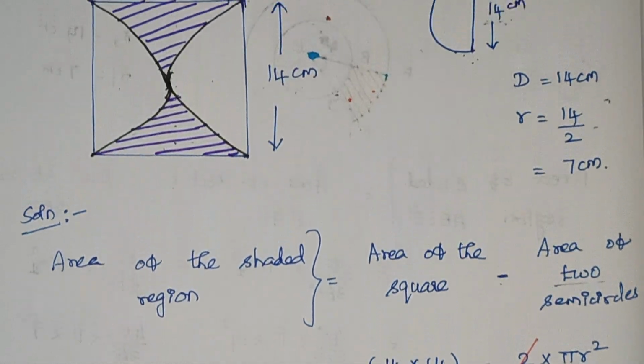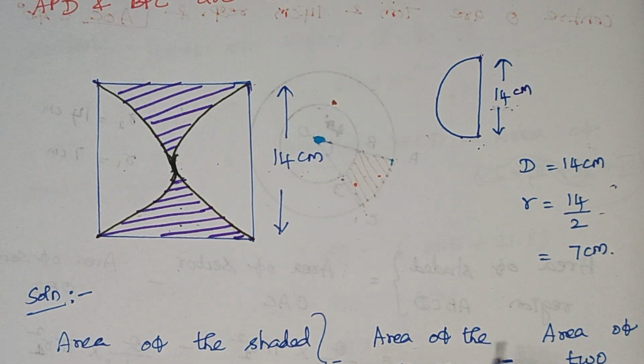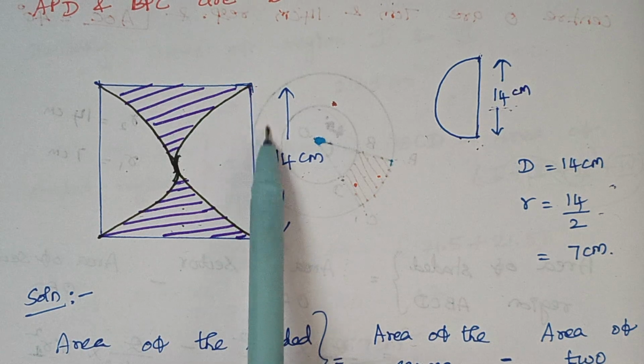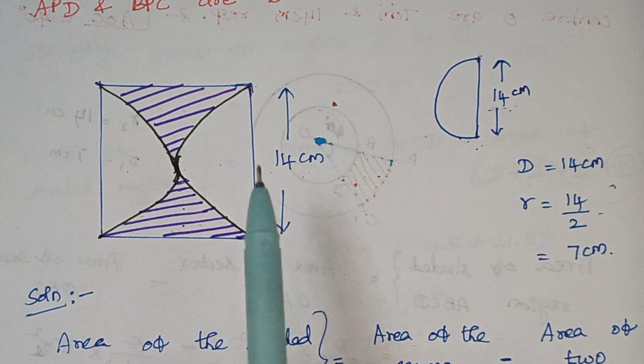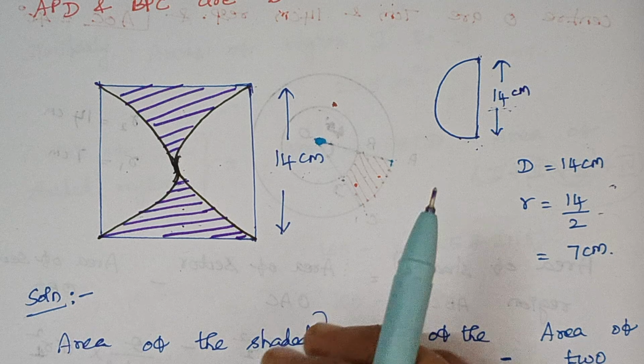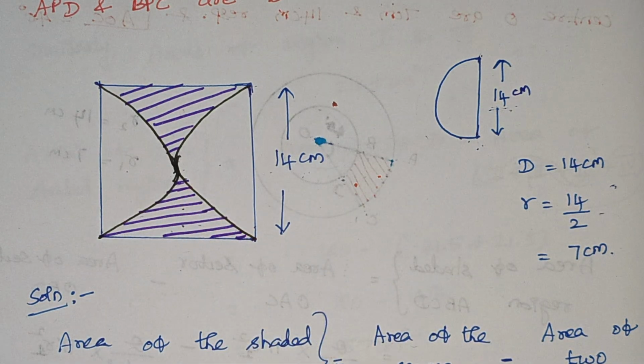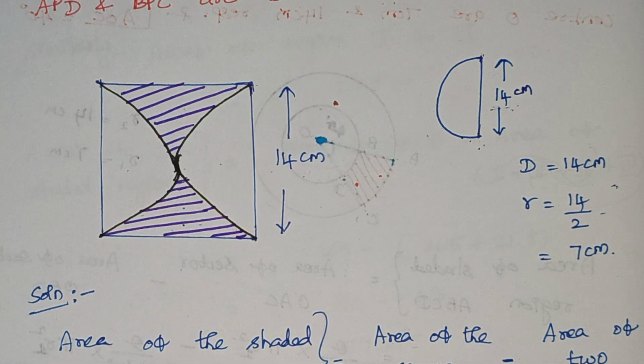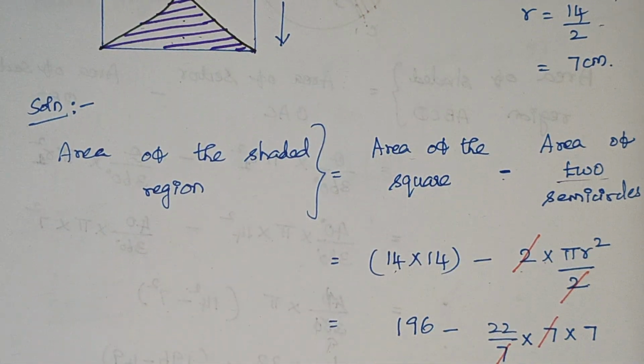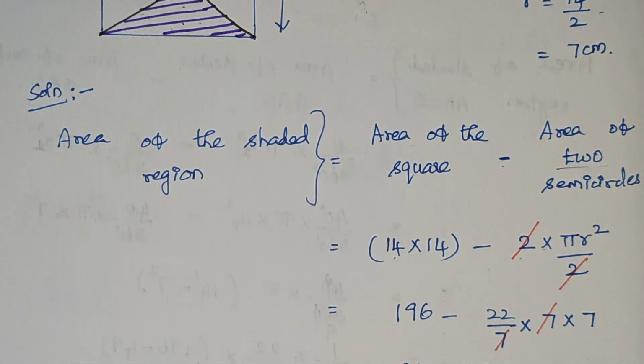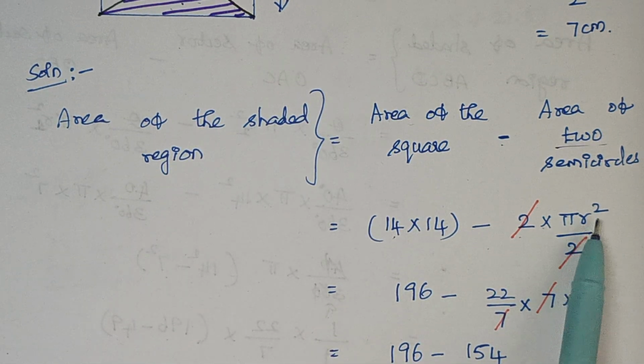Because you see the two semicircles are similar, right? They have the same diameter and they are enclosed in a square. When you look at this diagram, it is clear that the two semicircles have similar area. So here I am multiplying by 2. So this 2 and 2 cancel each other. So here we will have pi r square.